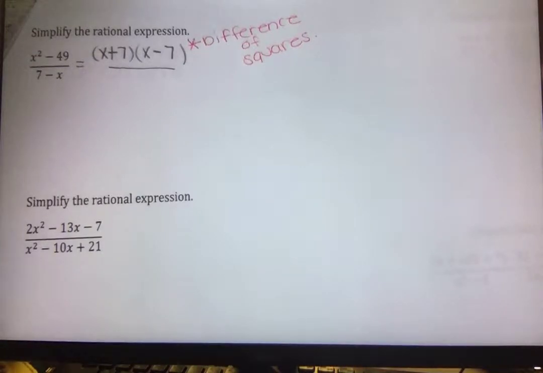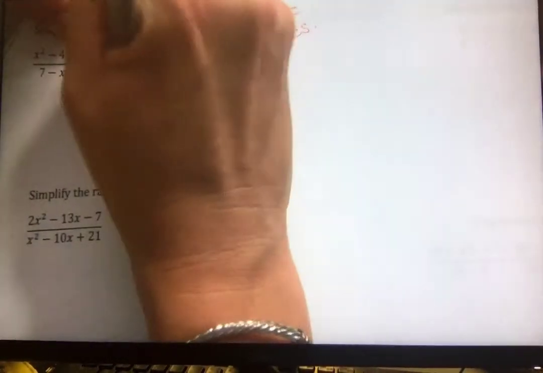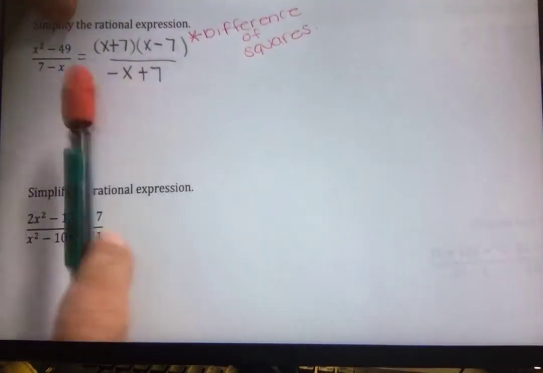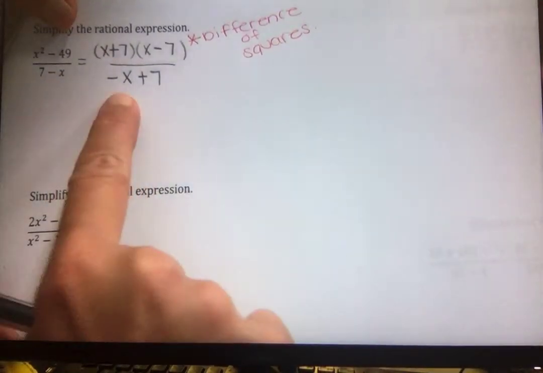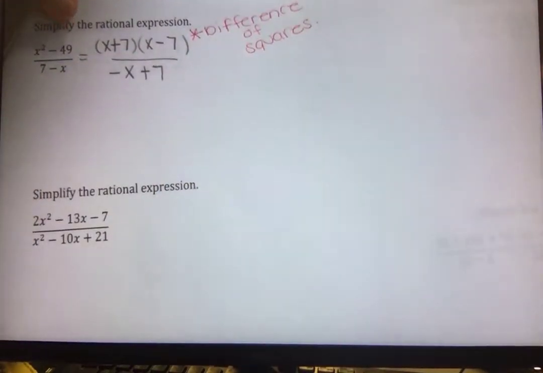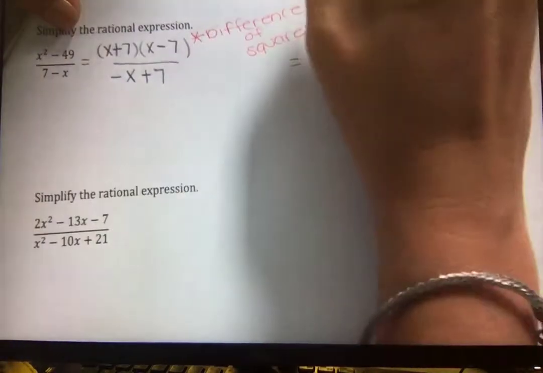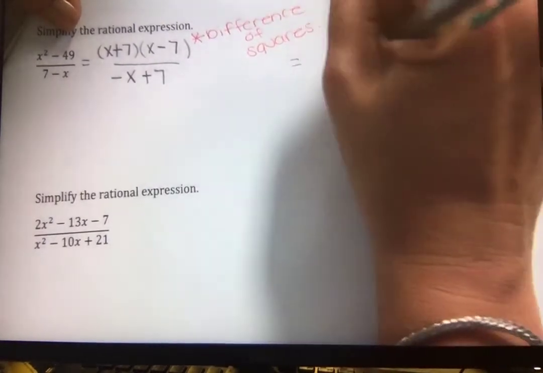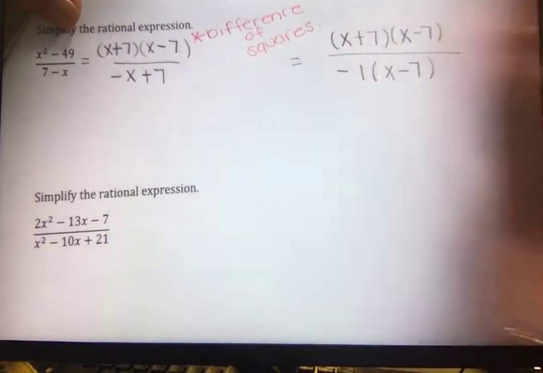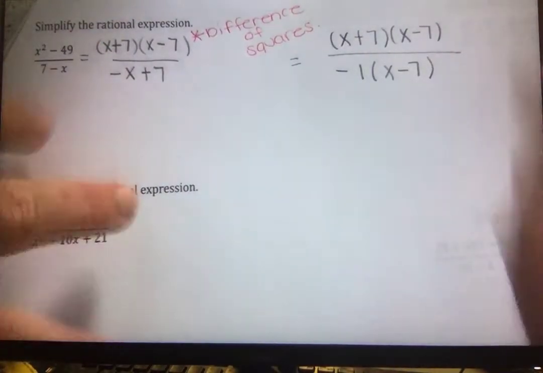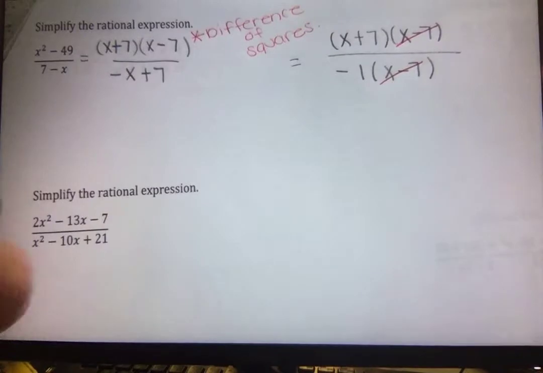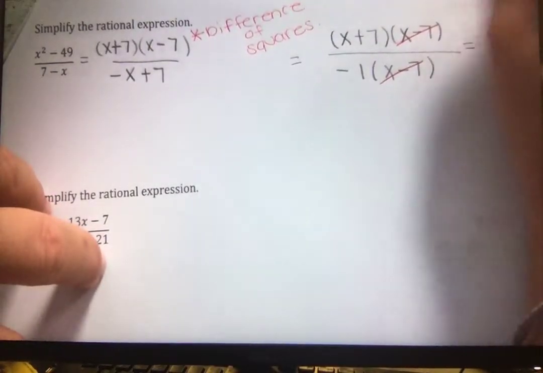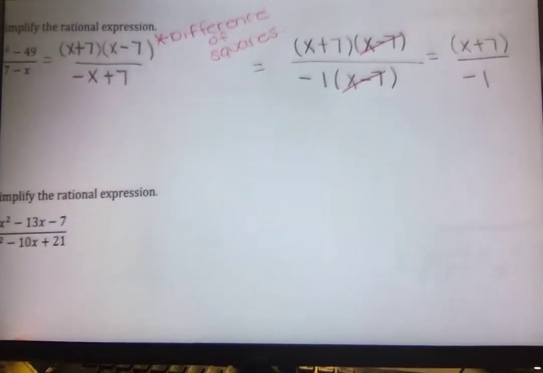On the bottom, let's go ahead and flip that around like we did earlier to see what's going on there. That way we're comparing apples to apples. So 7 minus x, flipping it around, we have negative x plus 7. You got your -1. Let's take out a -1 on the bottom. So we have up top x plus 7, x minus 7. Let's factor out a -1 on the bottom, and we're left over with x minus 7. Perfect, because now our x minus 7s cancel each other out. On the top, we're left over with x plus 7. On the bottom, we're left over with -1.